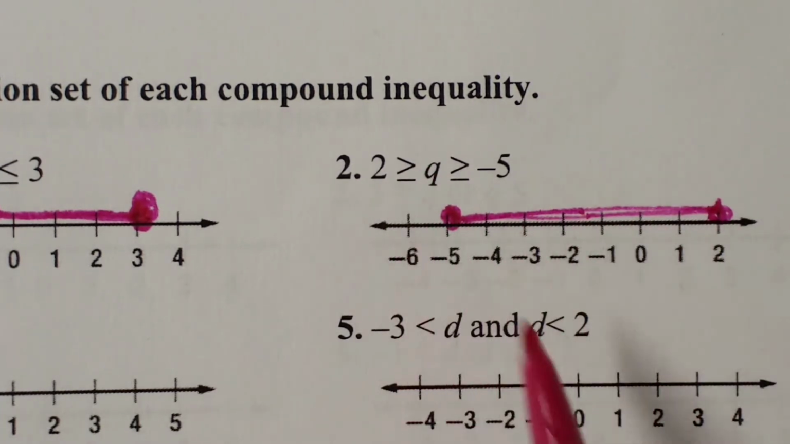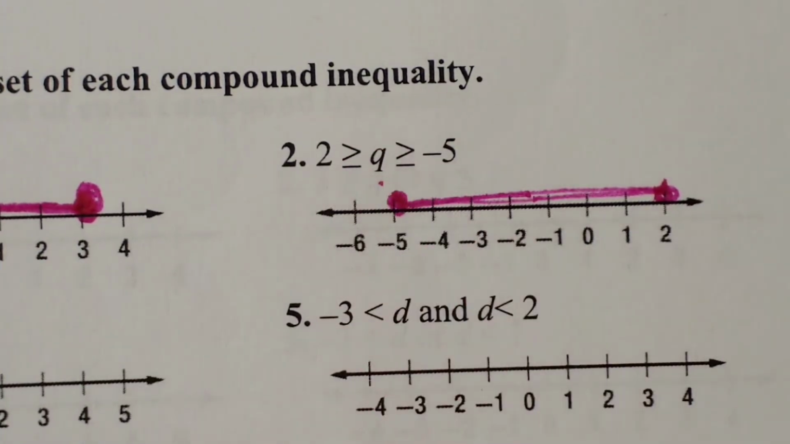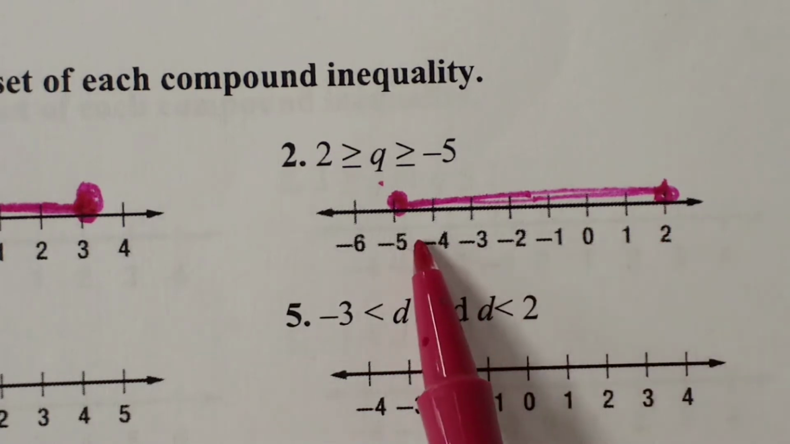So that statement, you'll see that time and again. You need to be able to read that. That just means that q is between these two numbers. Between 2 and -5.